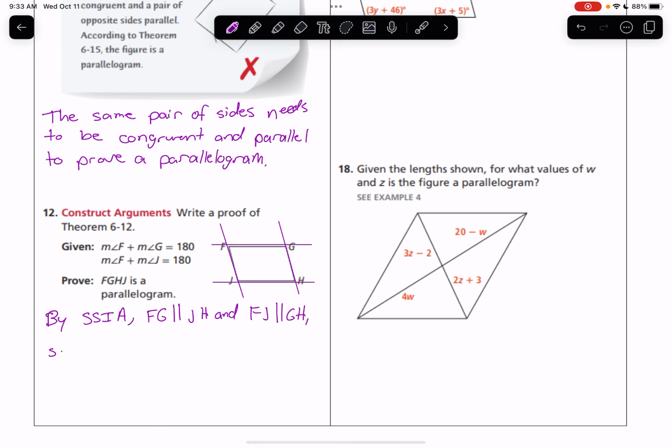So FGHJ is a parallelogram by the definition of a parallelogram, two pairs of parallel sides. So by definition. There you go.